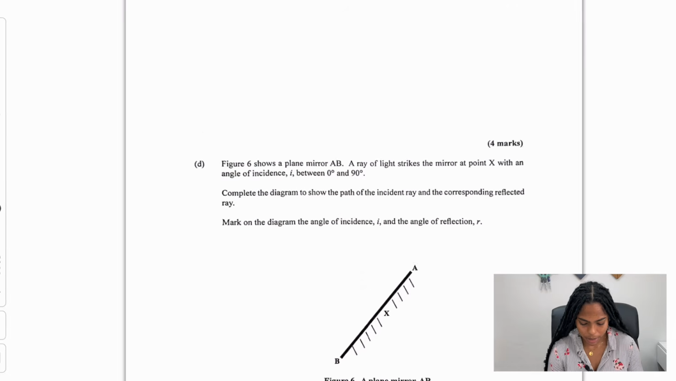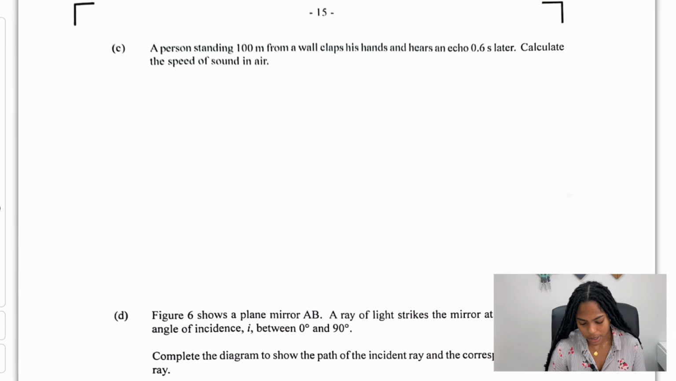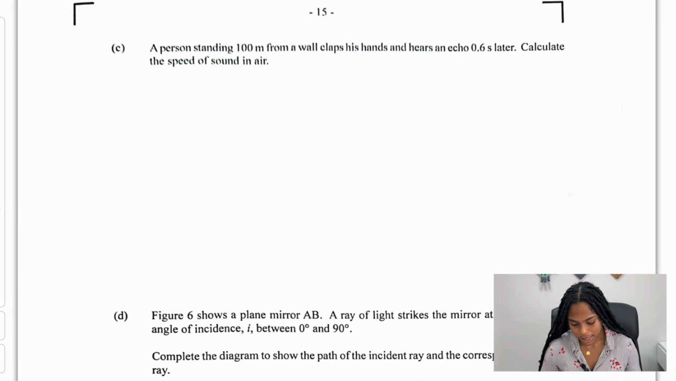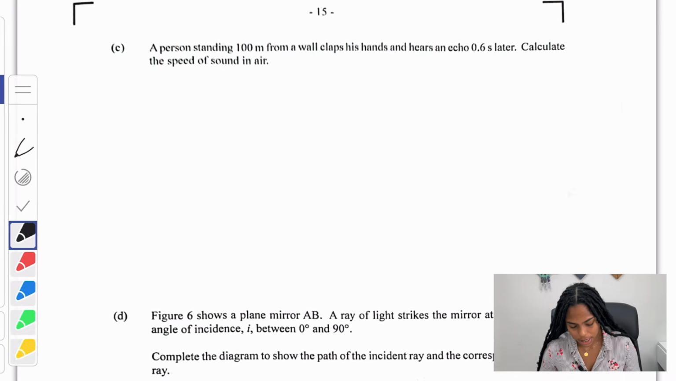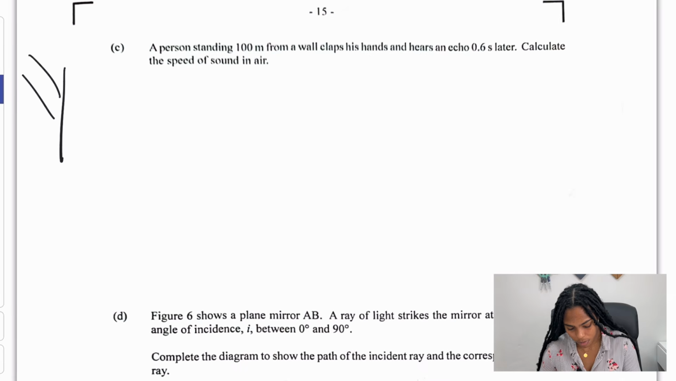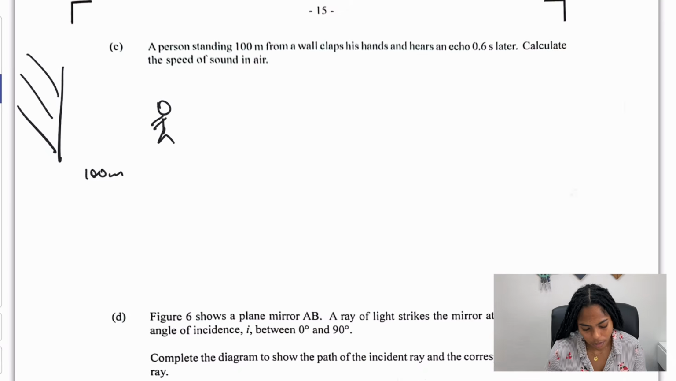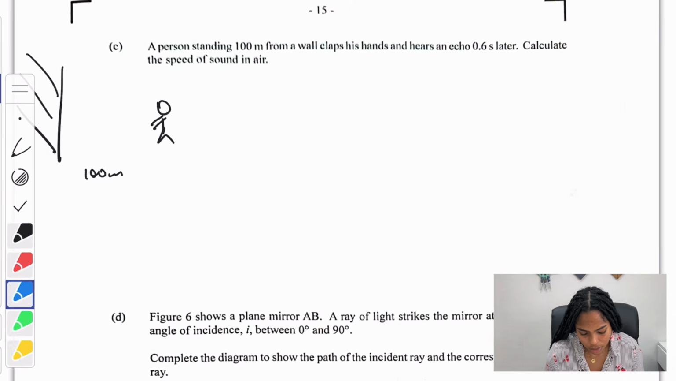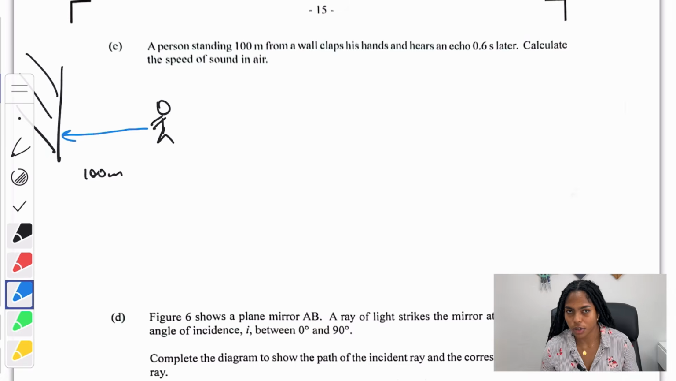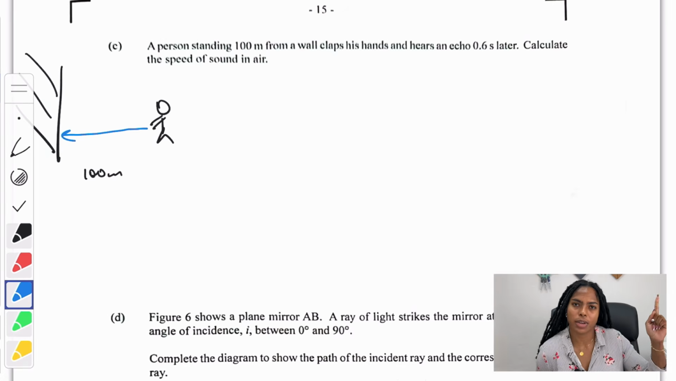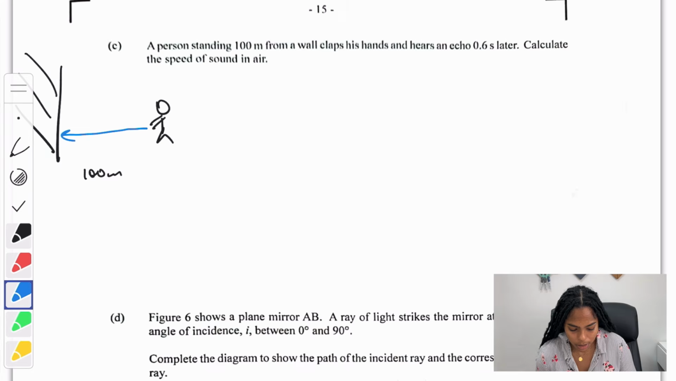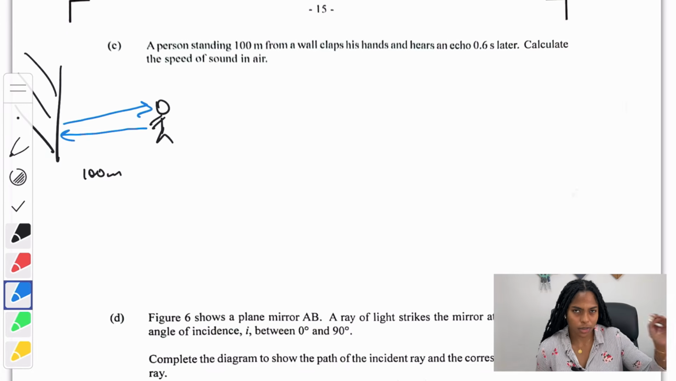Now we're over here. A person standing 100 meters from a wall claps his hands and hears an echo 0.6 seconds later. So the wall is here. I'm standing over here, I clap my hands. Now I'm standing 100 meters away from the wall. So for the sound wave to reach the wall, it travels 100 meters. Now for me to hear the echo, it means that the sound wave has to hit the wall and bounce back, so it comes back this way. So really it traveled 100 meters to the wall and then 100 meters back to my ears.